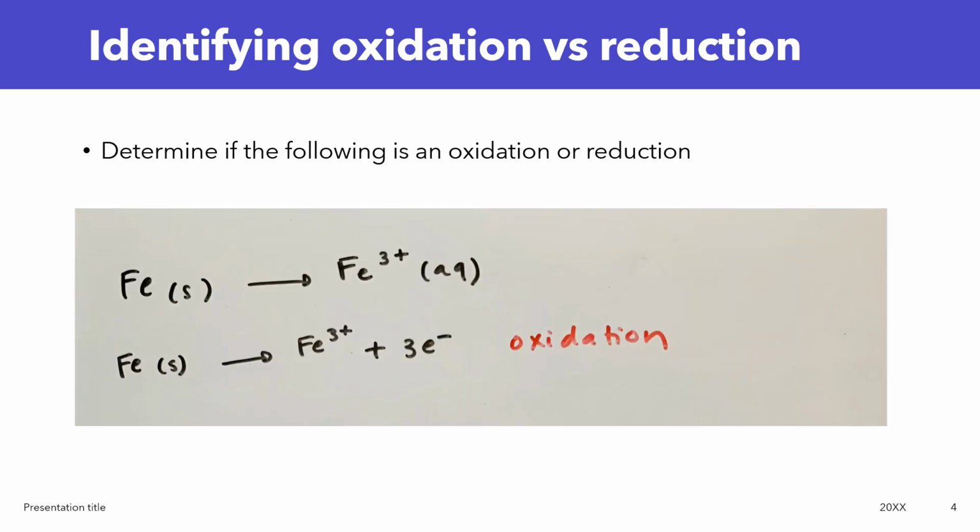Let's look at this next example. Iron has a charge of 0 on the reactant side, and then on the product side has a charge of +3. So what happened here? That means it lost 3 electrons. So that means it is an oxidation reaction.